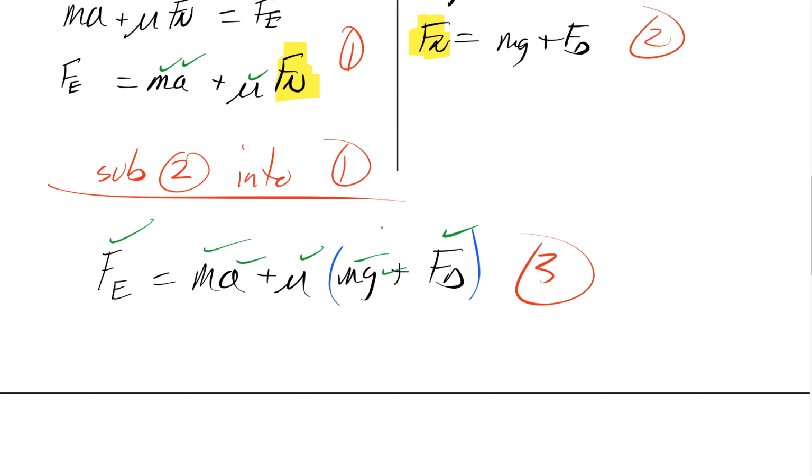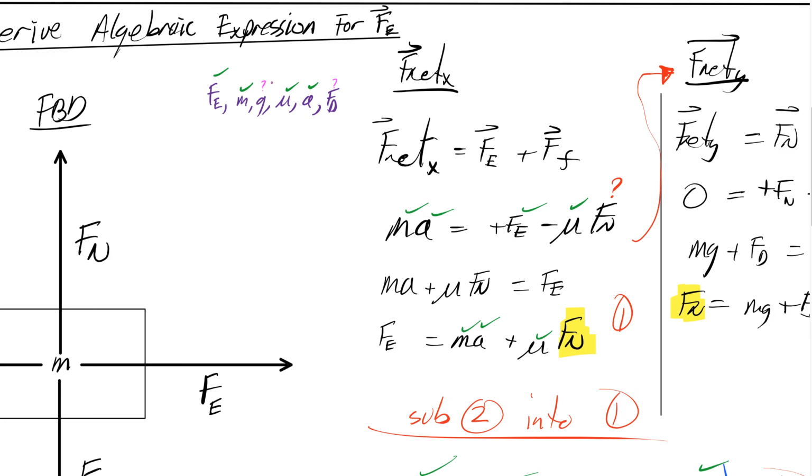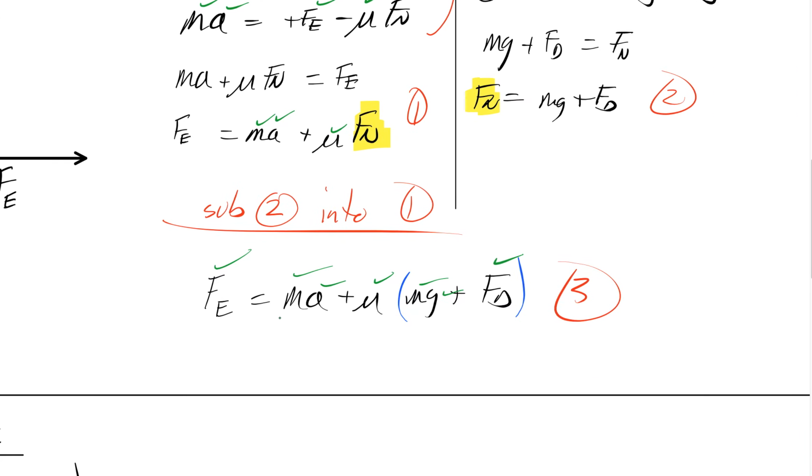Now that we've done that, we're exactly where we need to be. So let's take a look. We can replace these question marks with check marks. So we have all of the symbols in our expression. Fe is equal to ma plus mu, mg plus fd. Everything's accounted for. And this is our algebraic expression.